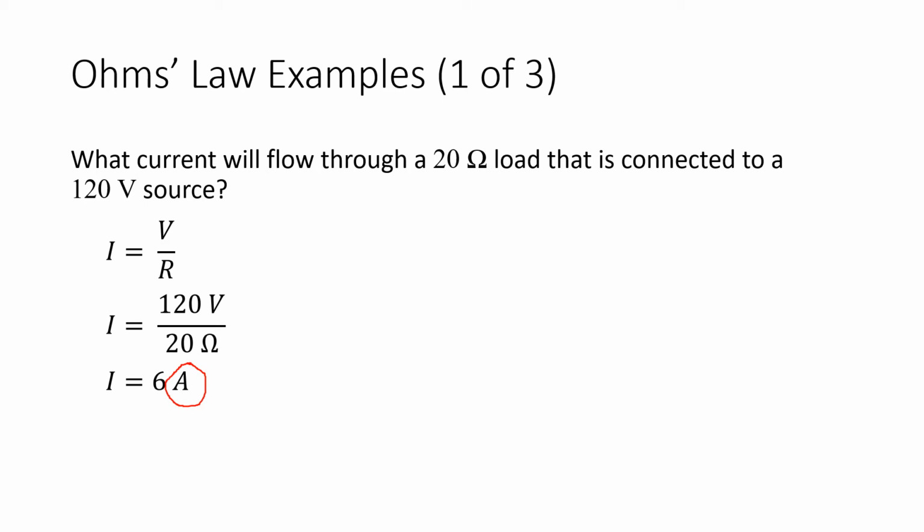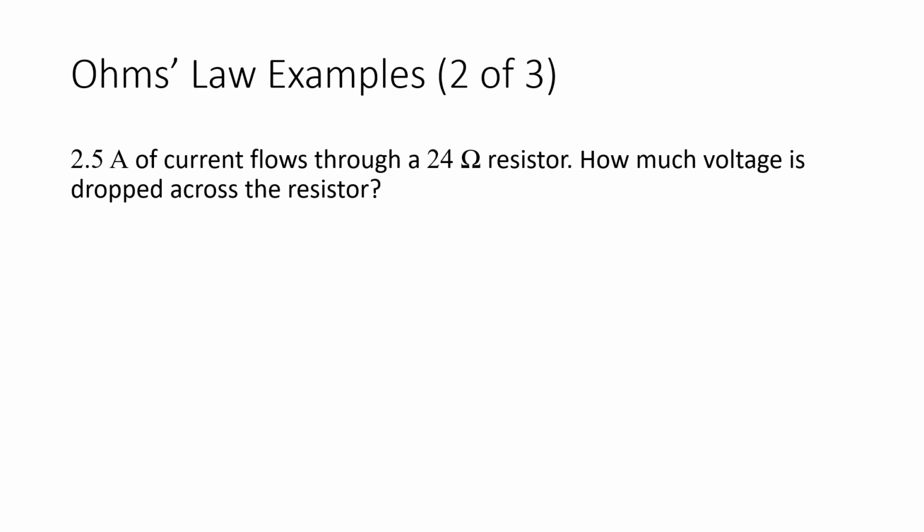Let's look at another example. 2.5 amps of current flows through a 24 ohm resistor. How much voltage is dropped across the resistor? Again, we start by writing down the equation. V equals I times R.